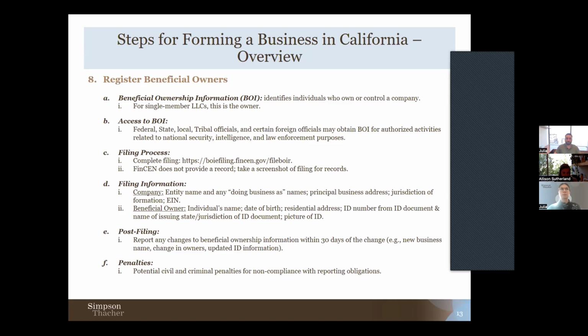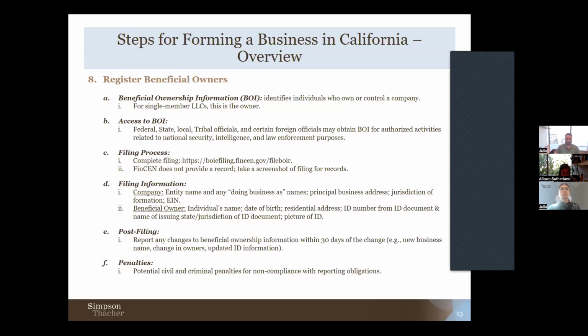The process for registering a beneficial owner is on Section C. You complete the filing at that link there. The one thing to note is that you will not get a record of you having submitted this filing, so it's very important to remember to take a screenshot of your filing being submitted as soon as it goes through, because otherwise you won't be able to go back and get that.